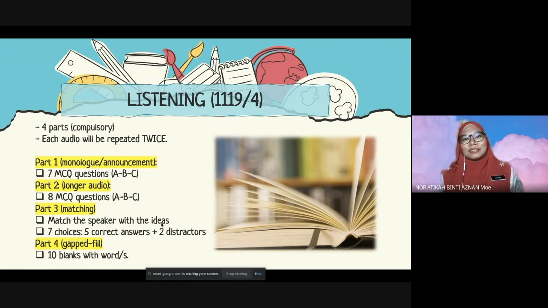plus 2 distractors. So there are only 5 correct answer, and another 2 answer is incorrect, of course, as your distractor. This is how it becomes a bit more challenging, where you cannot just simply tembak, shoot the answer. You have to really consider it. And then for part 4, gap filled, where you have to fill in the blanks with words. And when we talk about fill in the blanks, there will be a specific instruction saying that you have to fill in the blanks with 1 word or 2 words or 3 words. So you have to read the instructions clearly.